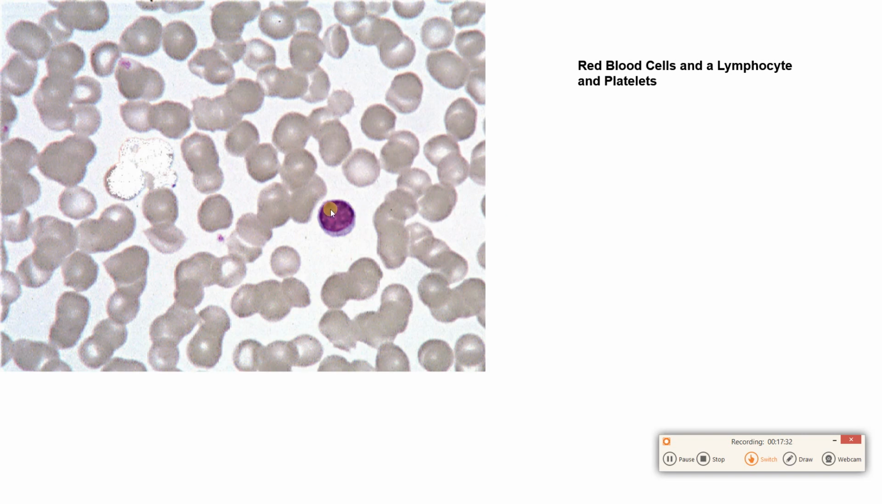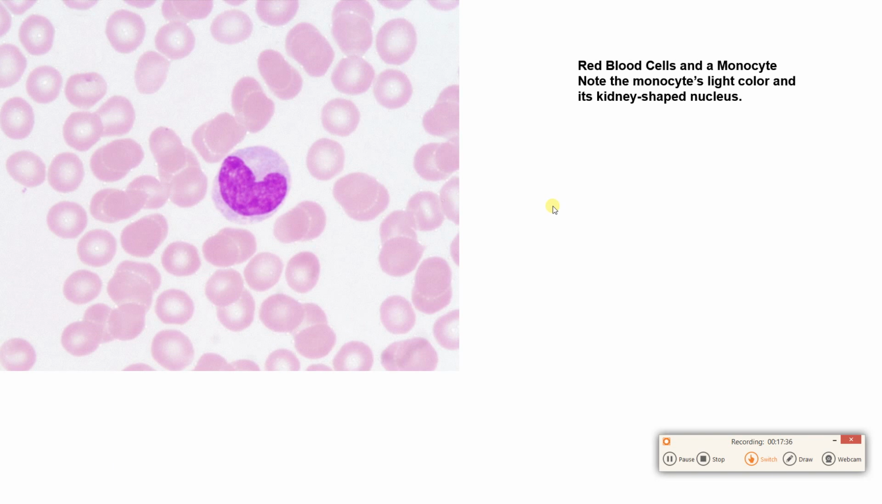Another one right there. Not quite as pretty, but still nice. And now we got a monocyte. First of all, look at the red blood cell right here, and look at the monocyte. Monocytes are really big. Monocytes are really, really big. They often have a lightish color to them and a kidney shape, or sometimes a U or a C shape to their nucleus.